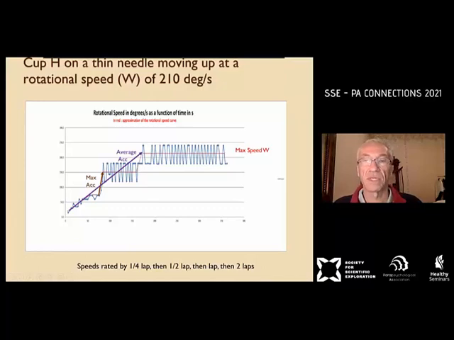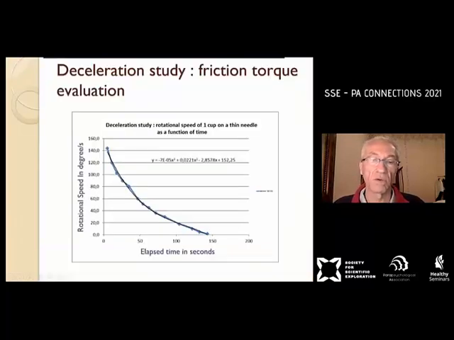And we look at the deceleration study. So we take a plastic cup and we launch it at 140 degrees per second, and we look at how the speed is going when it decelerates. And if we look here, below 25 degrees per second, we are close to a line in here. So it's a gradient of the solid frictions.